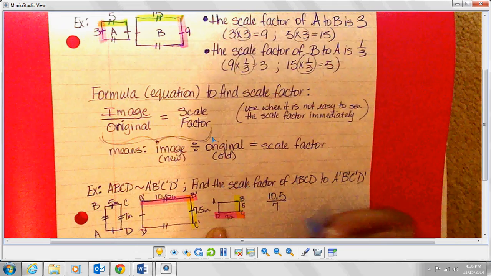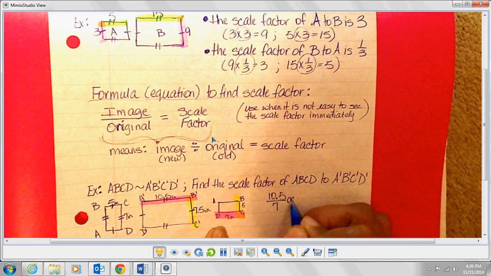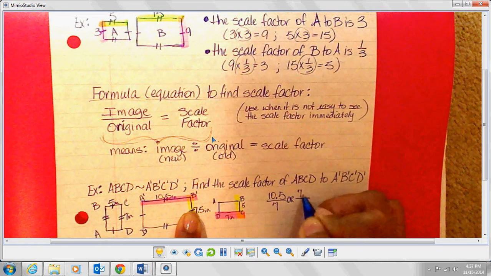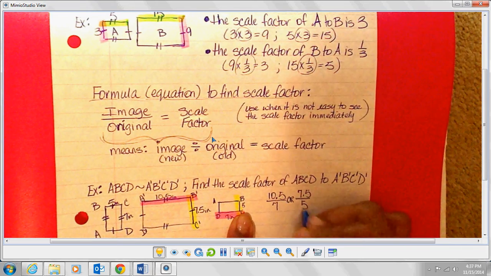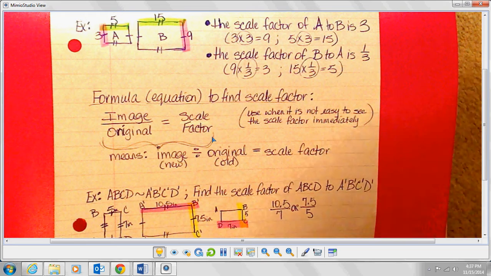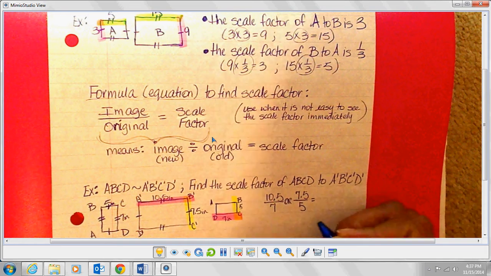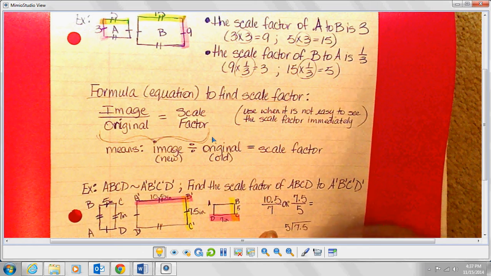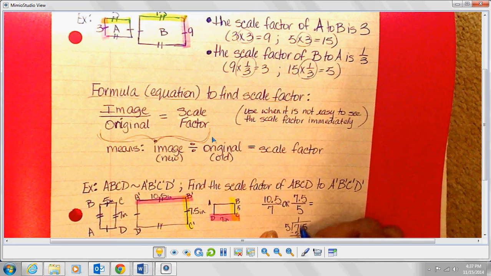Or, since they are similar figures, this could be the 7.5 divided by the 5. Either way, you should get the exact same answer. So now you're just going to divide either one of them and see what your scale factor is. Remember, bring your decimal point up to the top.